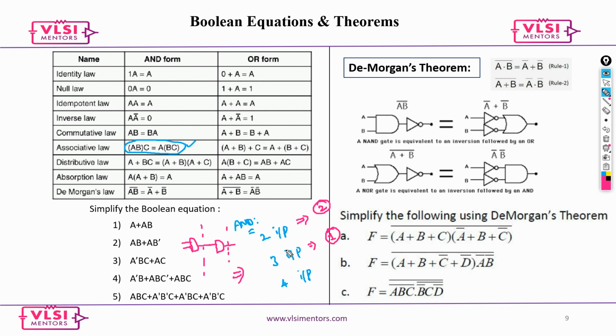And also in terms of area, your three input AND will have lesser area compared to your two input plus another two input, basically one plus one. So in terms of performance I prefer this, in terms of area I prefer this, and in terms of power I again prefer this.